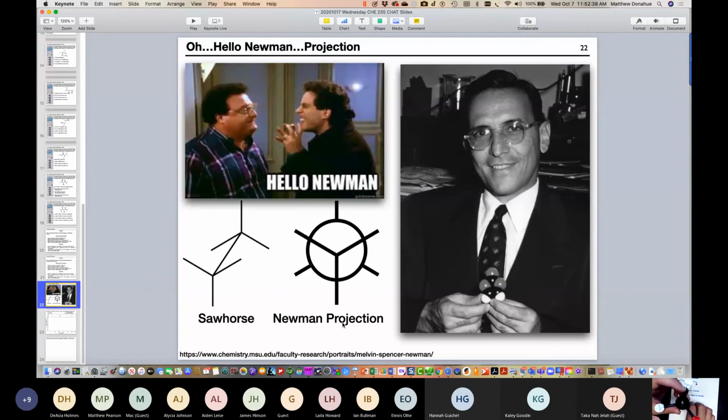So really, if you look at the screen now, the slide deck, can you see where a Newman projection, where that thought process would come from? Looking at the slide versus looking at the document camera?